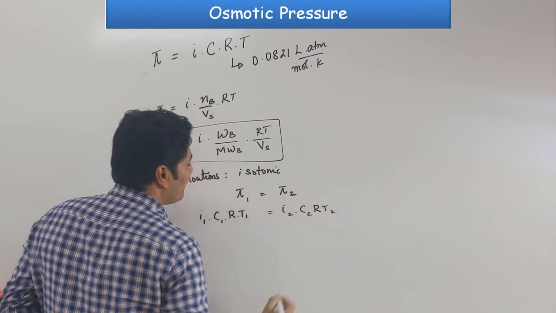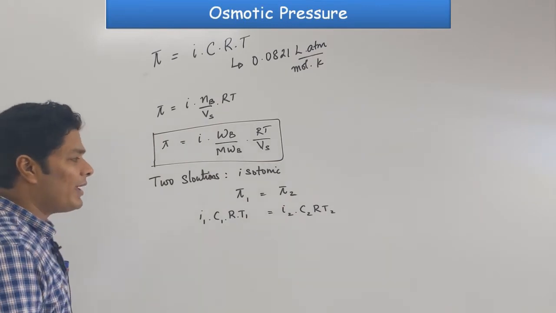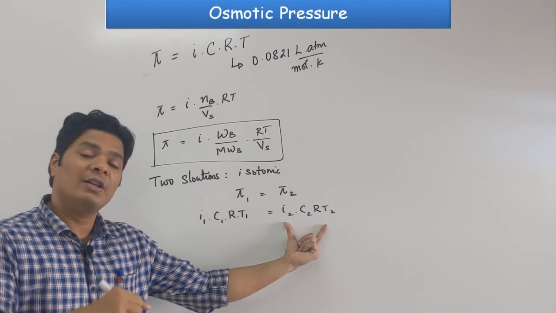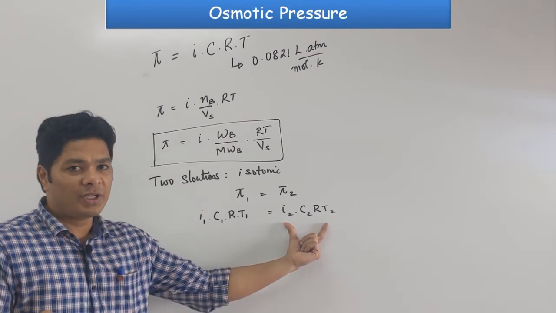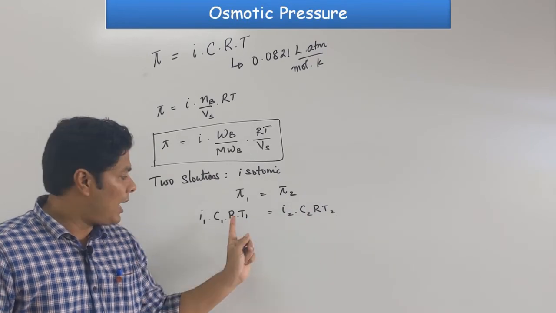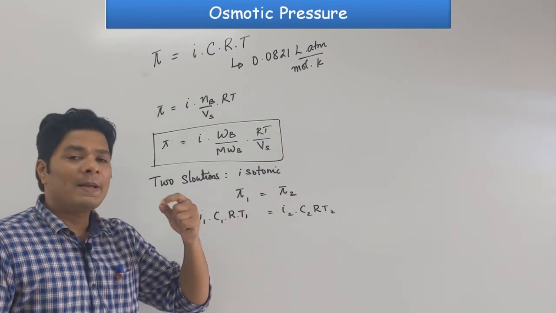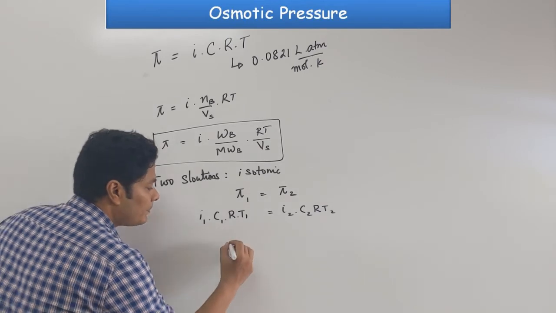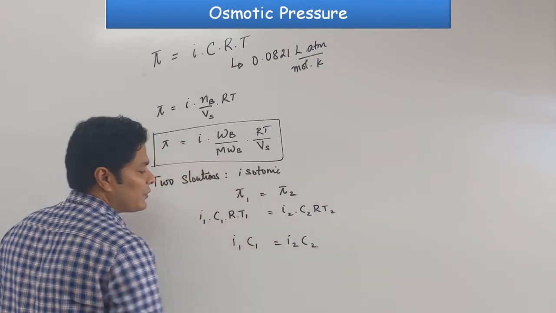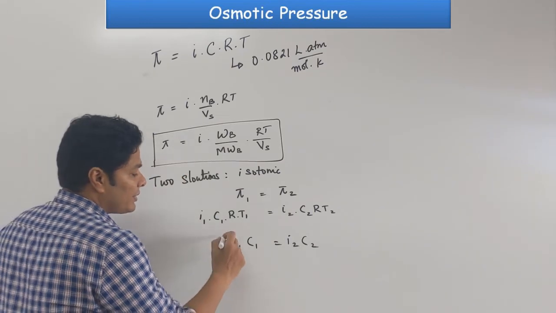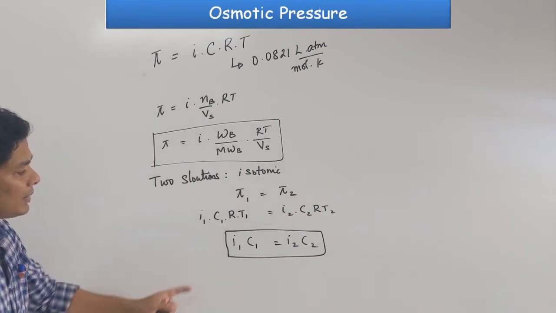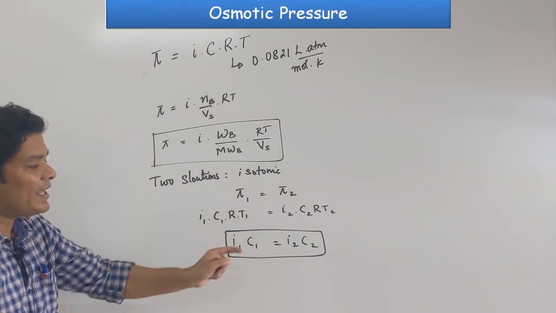i2 C2 R T2. I am putting T1 and T2 separately because the osmotic pressure of one solution could be equal to the osmotic pressure of another solution at a different temperature. But if they don't mention the temperature, or they say the words same temperature, then T1 equals T2. R is a constant, it's not going to change. So, if the temperature is the same, it becomes i1 C1 equals i2 C2.